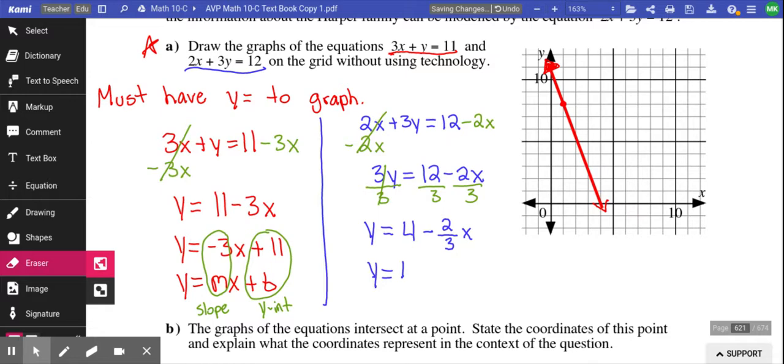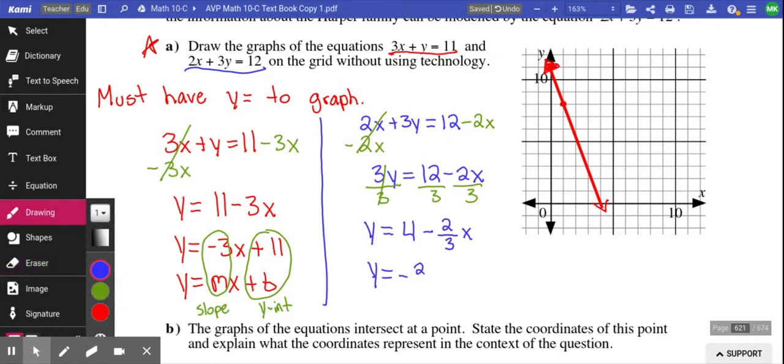Oh, sorry. I like to put my constant value first. So this minus 2 over 3 is going to go first. And then that positive 4 is going to go at the end. And then I can graph it because this is my y-intercept. This is my slope. So I draw a dot at my y-intercept of 4.